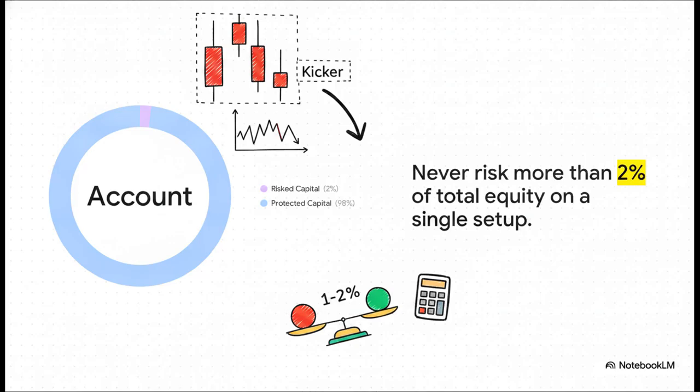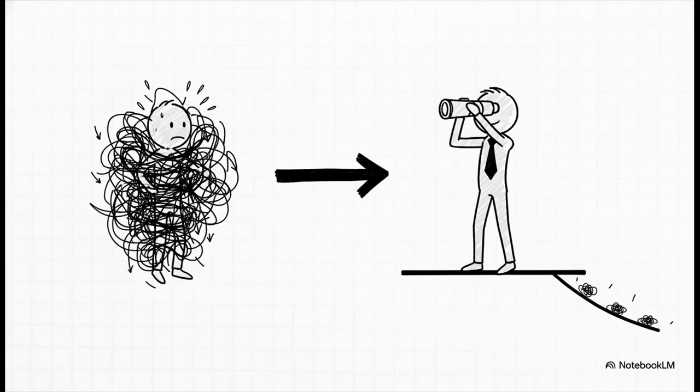Crucially, this all comes down to the math of survival. You've got to size your positions based on the distance to your stop loss. This ensures that if that stop loss is triggered, you are never risking more than 1-2% of your total account equity on a single setup. Say a massive kicker candle makes your stop loss distance super wide. Well, you either wait for a pullback or you drastically reduce your position size to stay within that strict 2% risk limit.